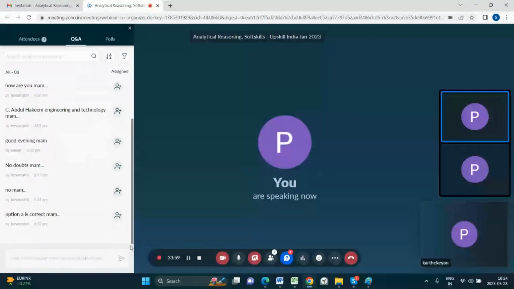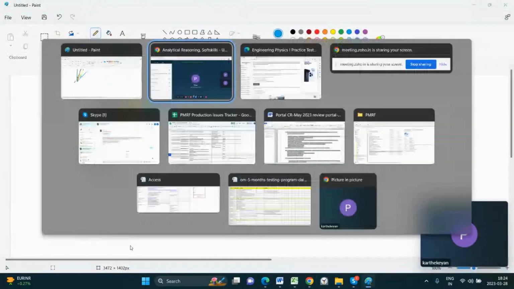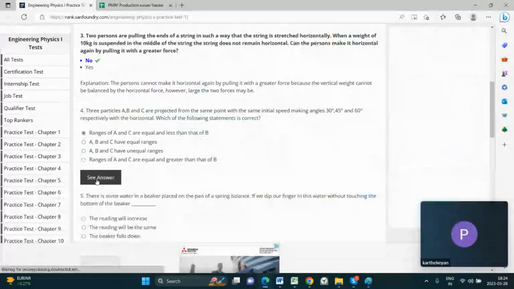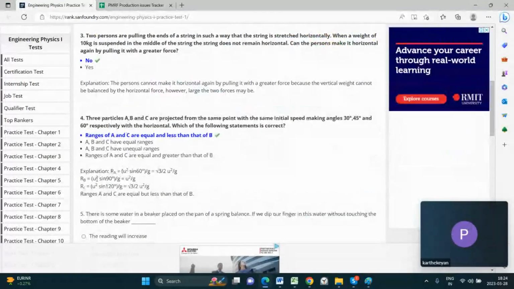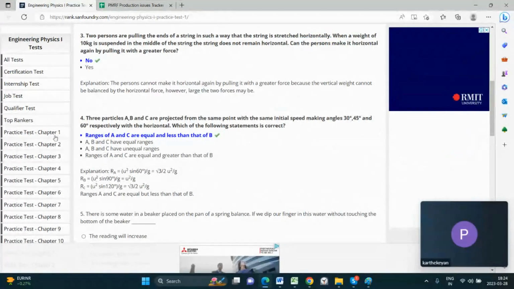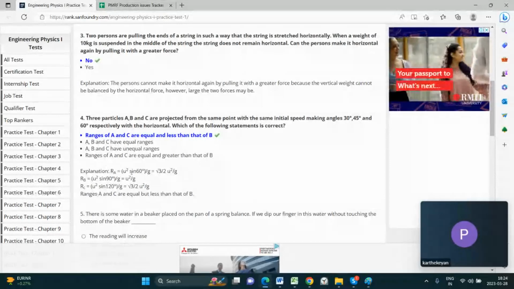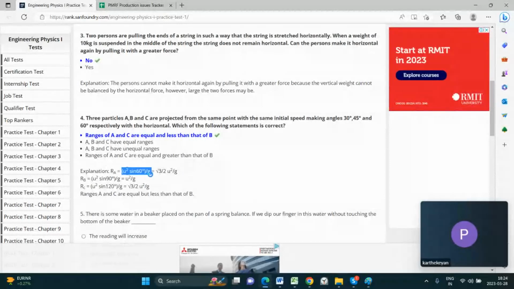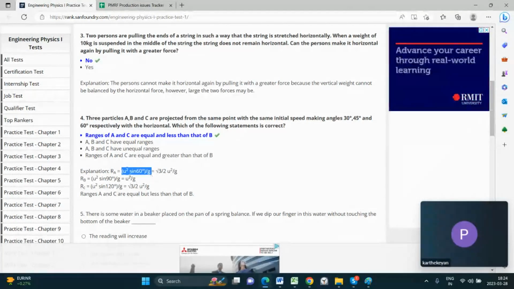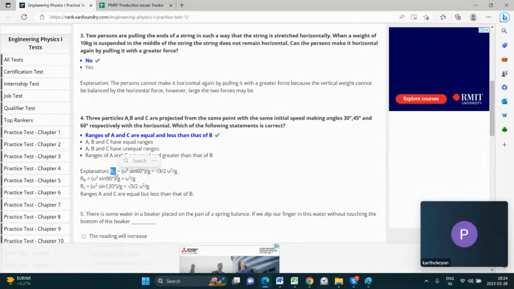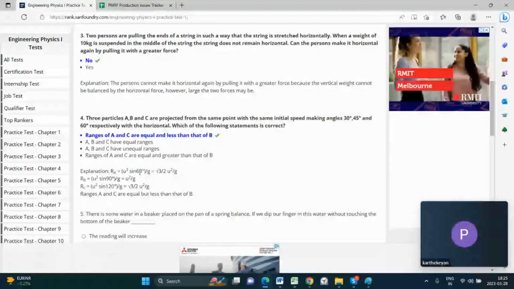Option A is correct. So Jiva is saying option A is right. Let me click on answer A. They have given an explanation for A, B, and C. They are calculating using sin 30 and sin 60. They are calculating the range of A. Range of A is u square into sin 60.